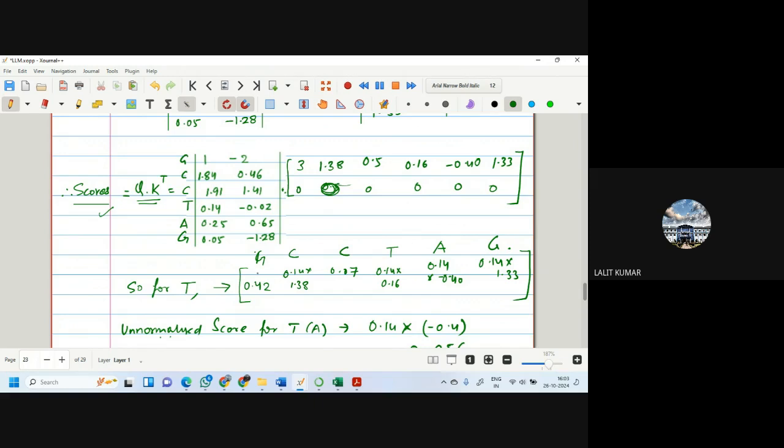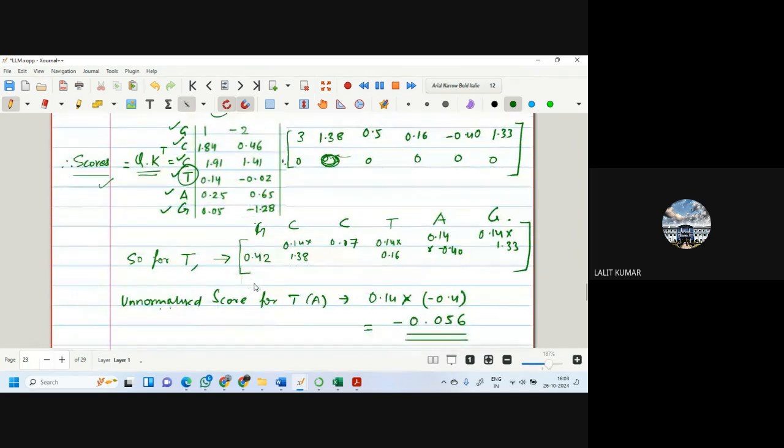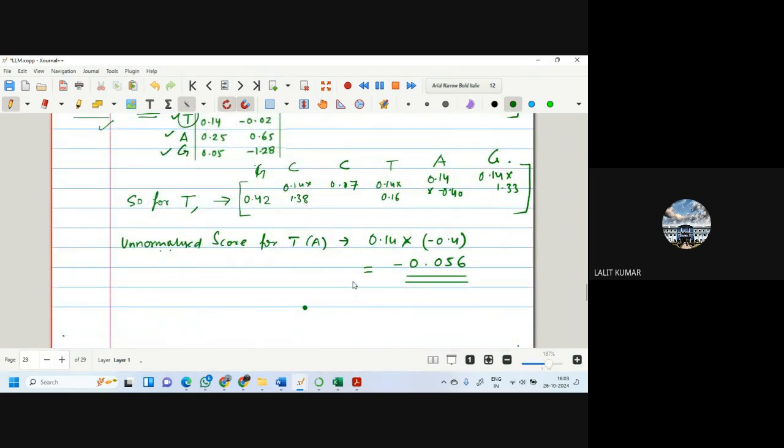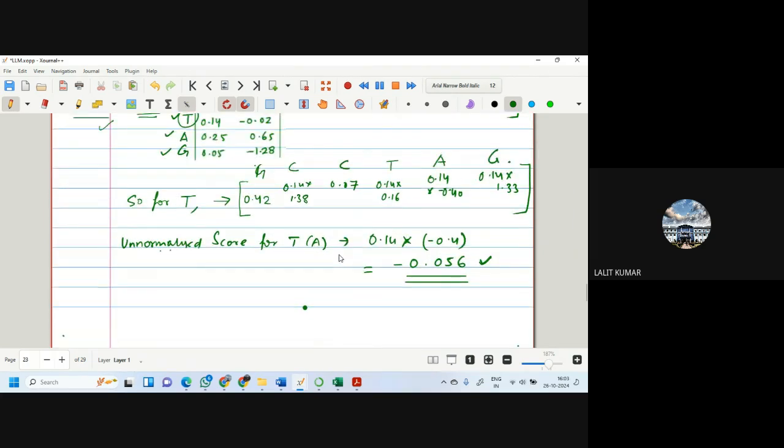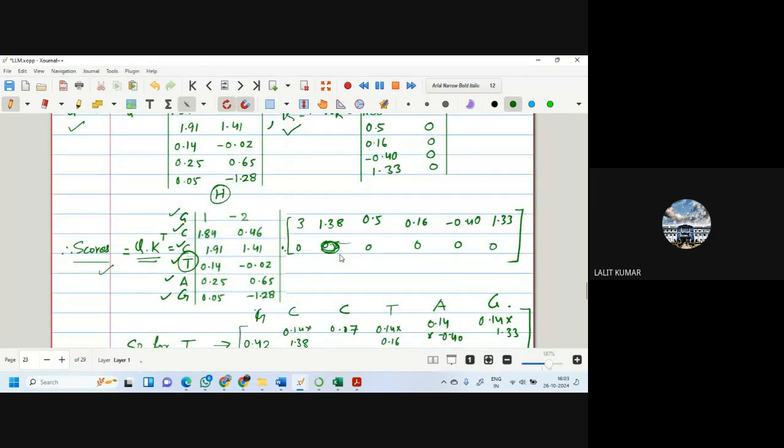These are the various tokens which are there. We have to find for T with respect to A. So A has come here, this is 0.14. You will keep on multiplying that and you will get the answer, which comes to minus 0.056. Simple maths is there, only steps, and we know what the steps are. Any doubt in this question? Anyone? No doubt.